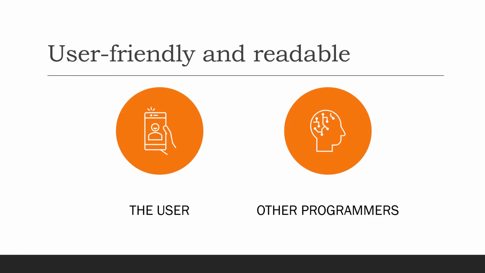So when we make our code user-friendly, we're thinking about the experience of the user. Whereas when we make our code readable, we're thinking about the experience of other programmers who will look at our source code.